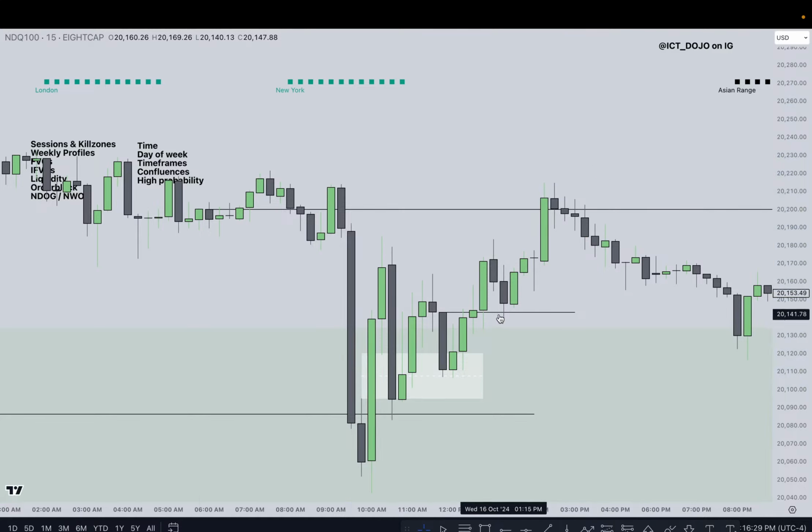And here we finally got an order block after leaving this fair value gap right here on the 15-minute time frame. And at around 1:15 p.m., remember the PM silver bullets at around 2 p.m. right here.